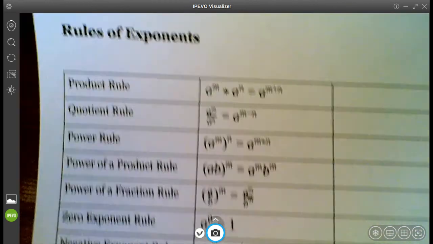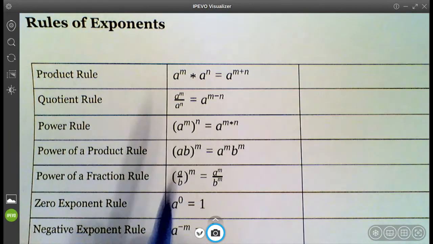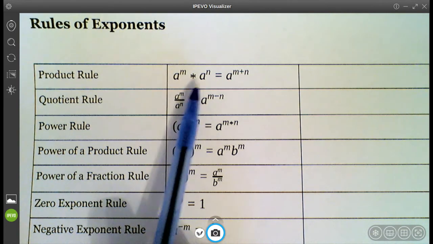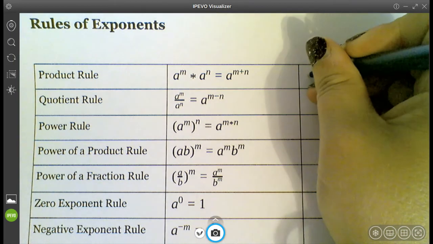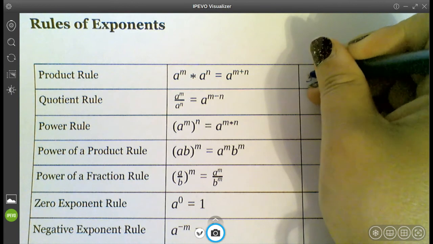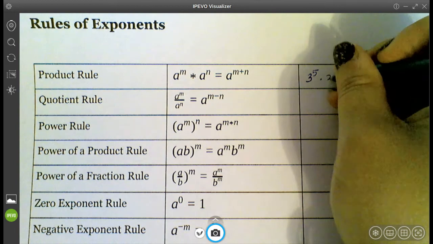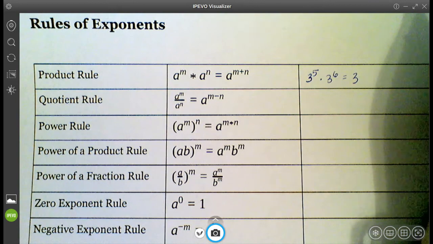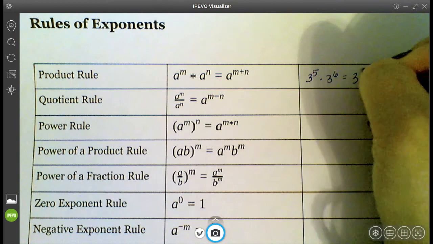Some of the rules of exponents that we need to know. First one is the product rule. And that is if we are taking two like bases and multiplying them, but they each have an exponent, what we have to do there is add the exponents. Let's take a look at an example with numbers. If we had 3 to the 5th power times 3 to the 6th power, we would keep our base as 3, and we would just add the exponents. 5 plus 6 would be 11.